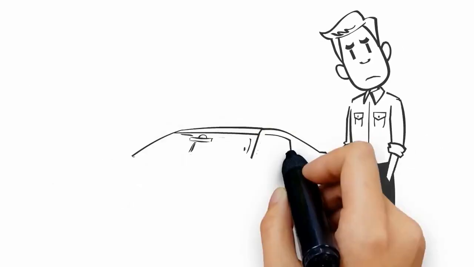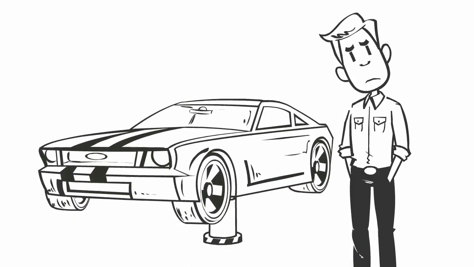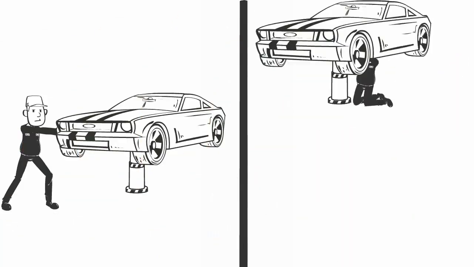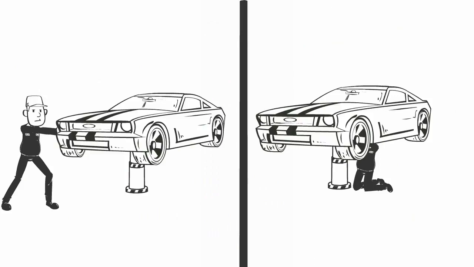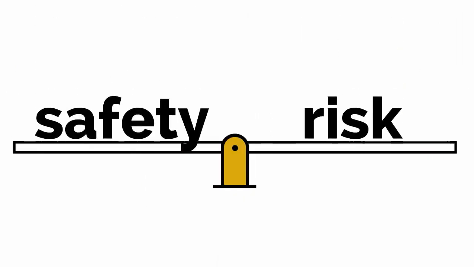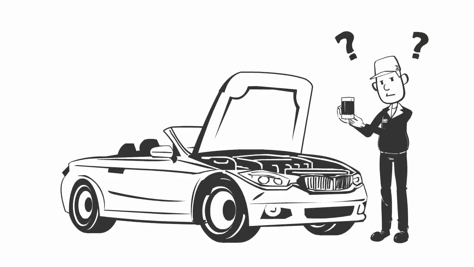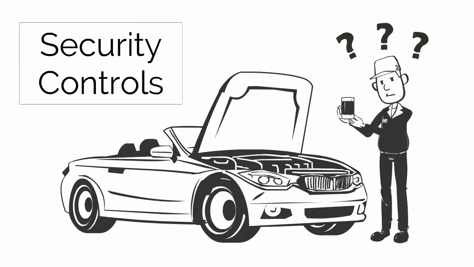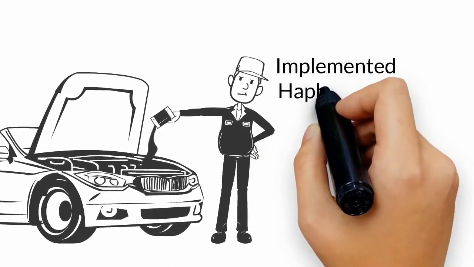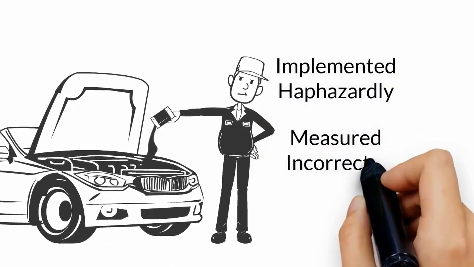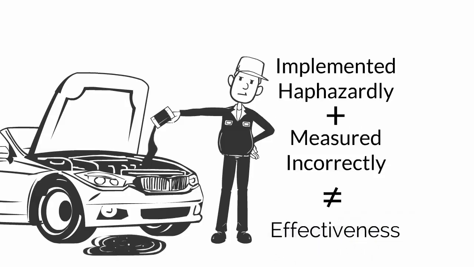Like a driver with a limited budget to repair a car, prioritizing replacing worn tires or old brake pads, the choice needs to directly and efficiently impact overall safety and risk. In addition, many organizations struggle to implement proper security controls correctly. Too often, controls are implemented haphazardly and measured incorrectly to assess effectiveness.